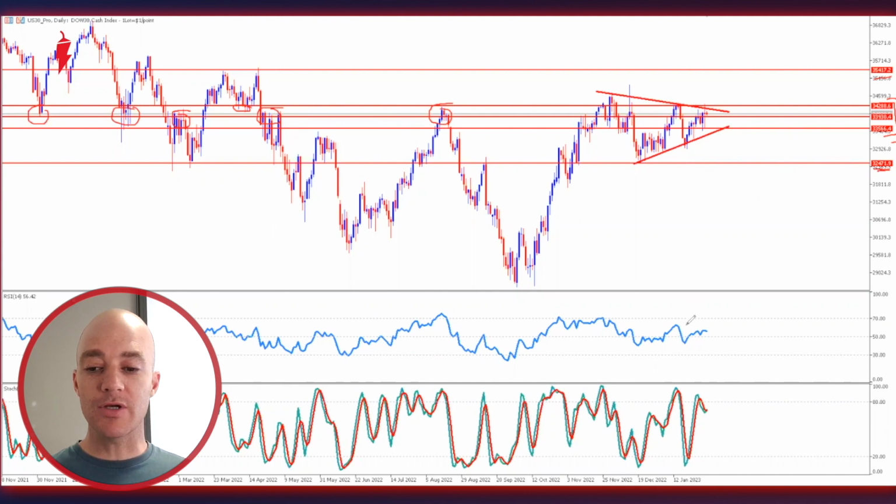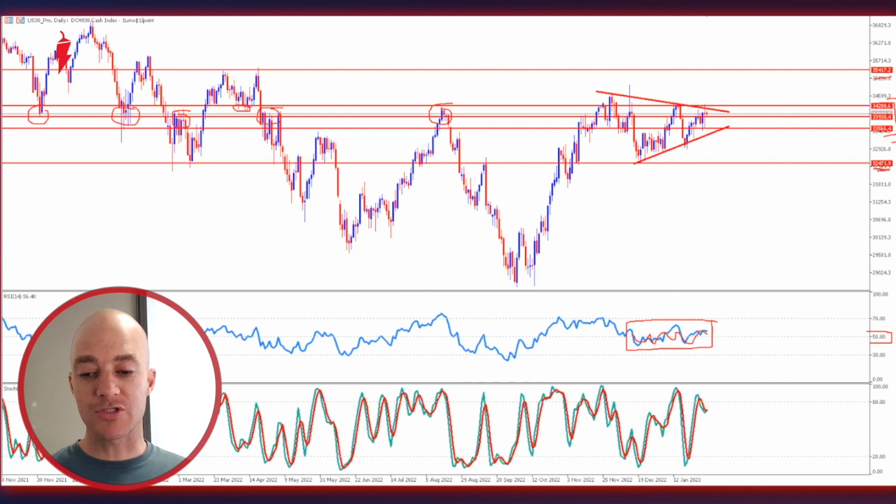Now taking a look at our oscillators, not much here. It basically confirms our sideways movement. We can see that the RSI oscillator basically moves close to and around our 50 level. So this here is a good indication or confirmation that the market is basically moving sideways.